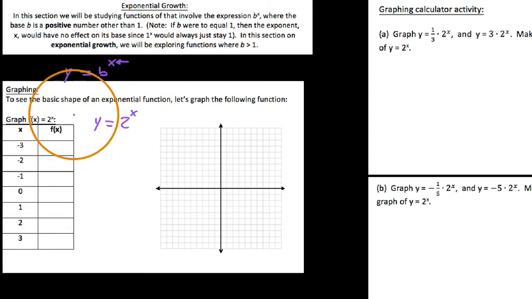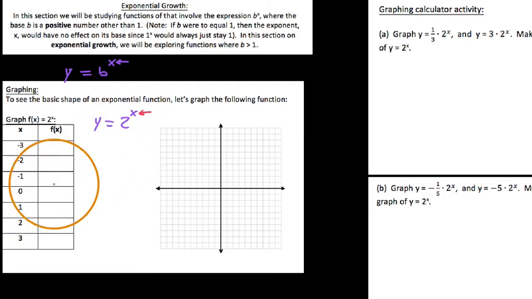When we look at functions of this type, let's consider what we're doing. We're taking 2 times itself a given number of times that's dictated to us. So I've already constructed a t-chart here with some independent variable values that we'll plug in, and we'll talk about how the values of this function behave as x goes up by 1 every time.